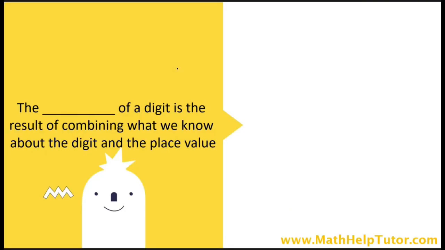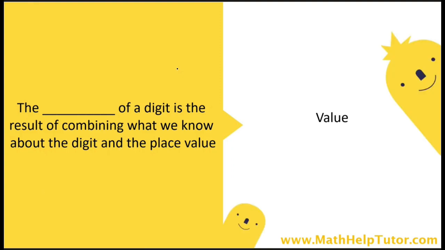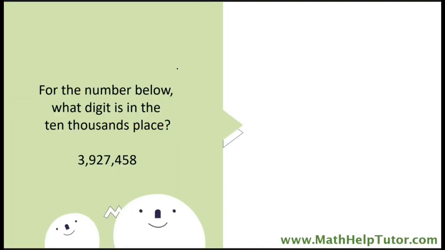The blank of a digit is the result of combining what we know about the digit and the place value. The answer is value. The value of a digit is the result of combining what we know about the digit and the place value. For the number below, what digit is in the 10,000s place?